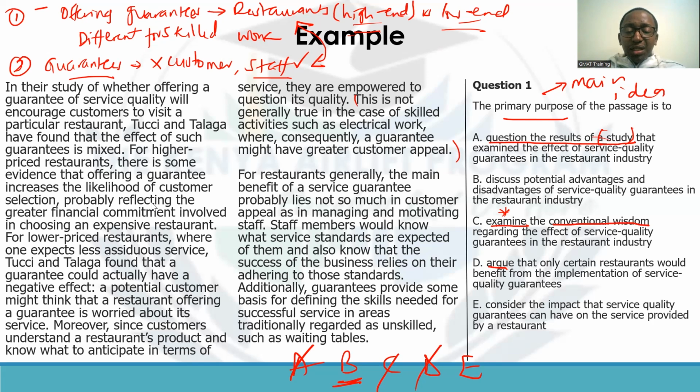We consider the impact that service quality guarantees have on the service provided by a restaurant. You'll notice that there's nowhere that the author says that these guarantees affect the service. But yes, the second paragraph may actually suggest that when these guarantees are there, you probably receive better service because it will motivate the staff and the staff will know the standards that are expected from them. But the first paragraph doesn't mention anything of that.